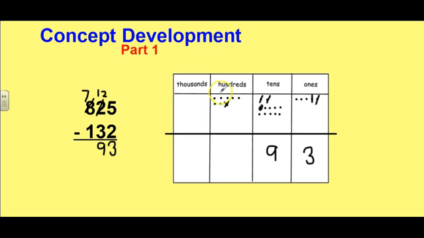And now we just need to go to the hundreds place. Now we have 7 hundreds left and we need to take away 1. So I'm going to cross out 1. I have 5 in this row and 1 in this row. So 5 and 1 together give me 6. So that tells me that my answer to the subtraction problem was 693.